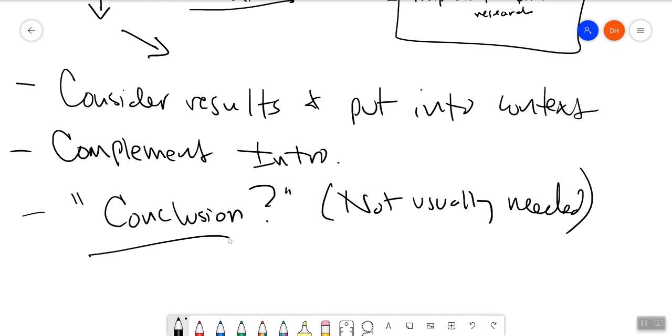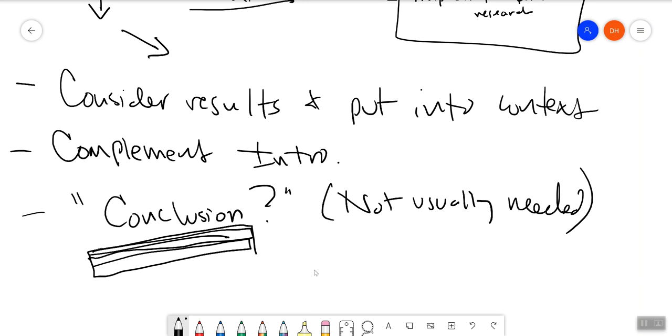In the discussion section, you really don't need a conclusion because the discussion is itself the conclusion. Okay, some professors or some journals might require a conclusion in a science-oriented paper, but typically the discussion is itself the conclusion. And that's it. That's the discussion section.